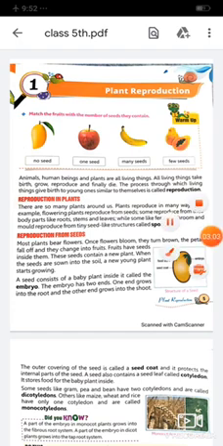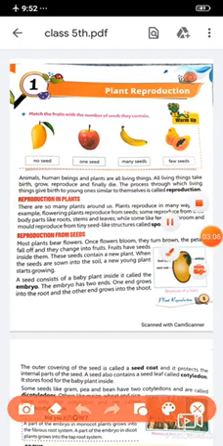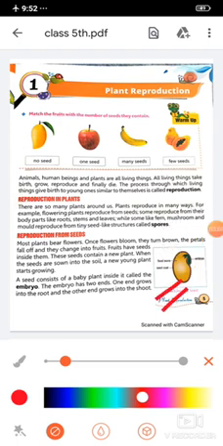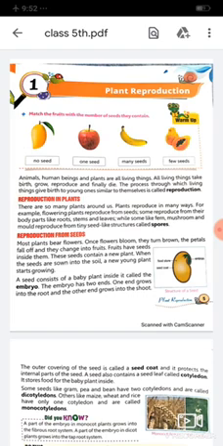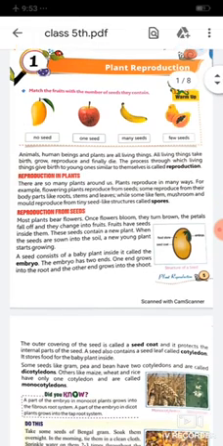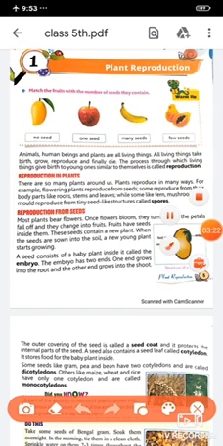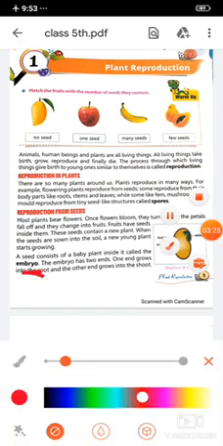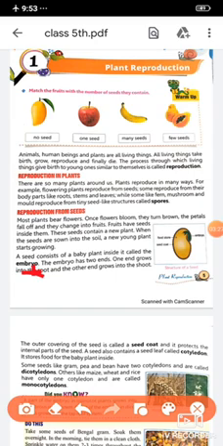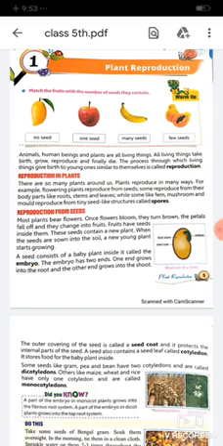You can see the structure of a seed. Okay? Now, a seed consists of a baby plant inside it called the embryo. So children, what is the meaning of embryo? A baby plant in the early stage of development before birth is called an embryo.